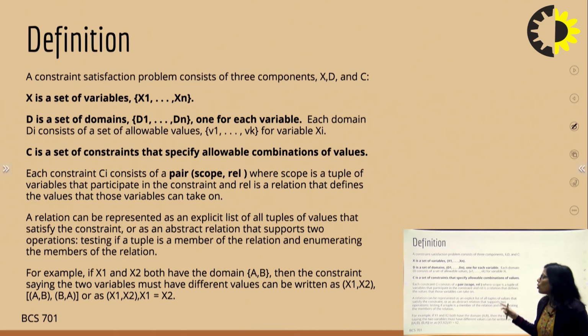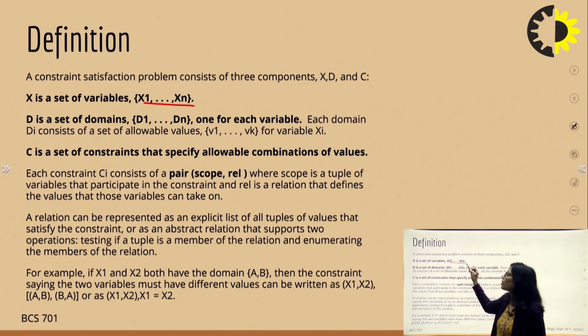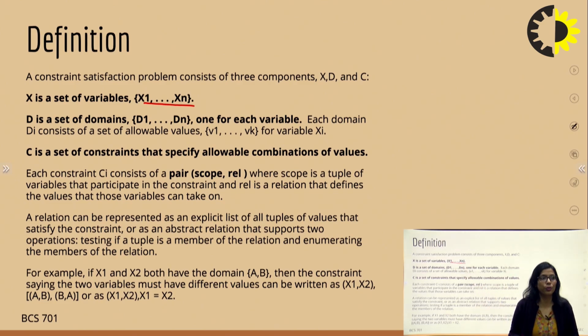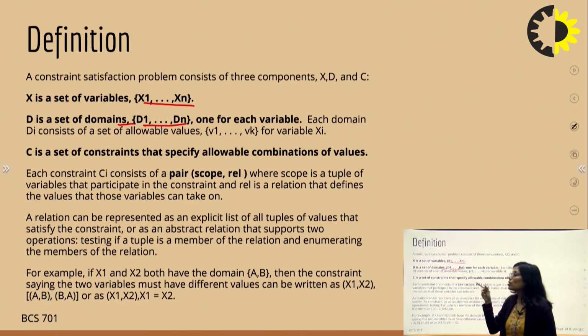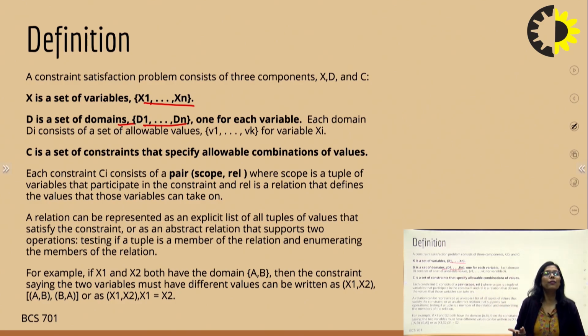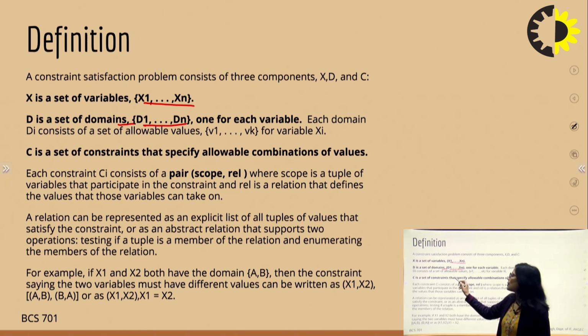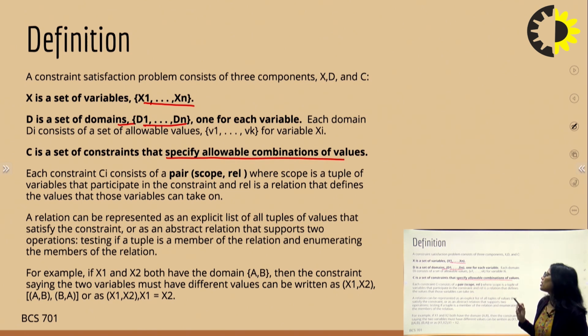So a constraint satisfaction problem consists of three components. First is a set of variables. What are these variables? These are the variables for which we have to find out the values. Then what are domains? Domains are the values these variables can take. So Di consists of allowable values for these variables Xi. And then we have constraints that specify allowable combinations of these values.